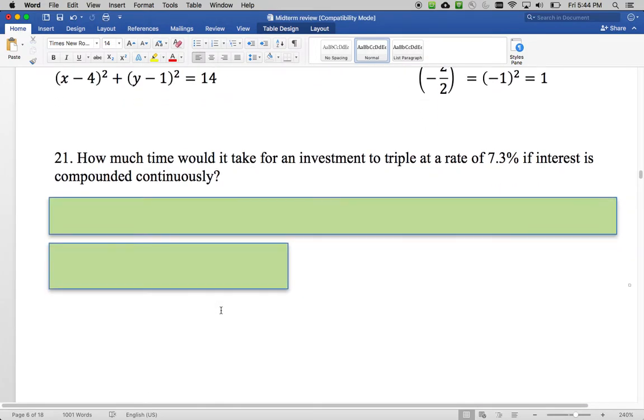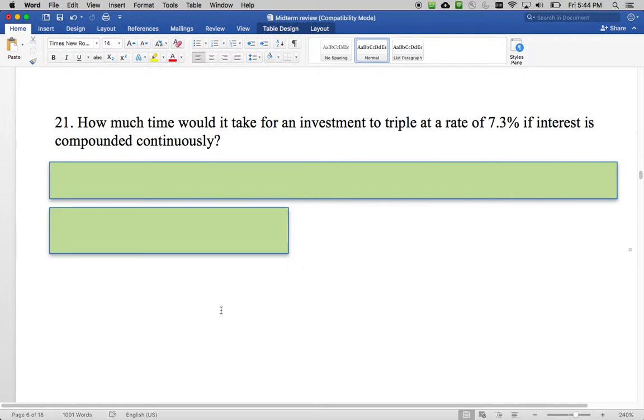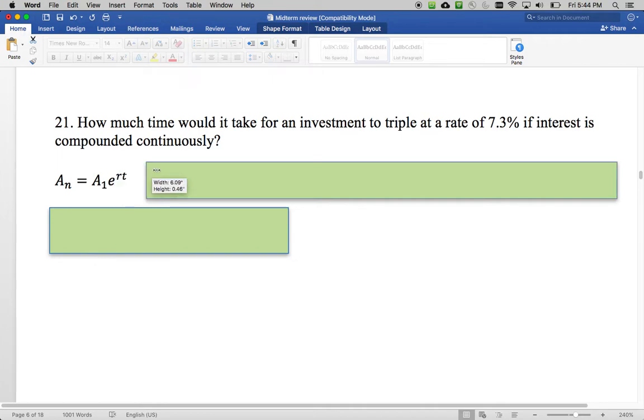How much time would it take for an investment to triple at a rate of 7.3% if interest is compounded continuously? All right. So this was some of our finance stuff. A couple things. The formula to find continuously compounded interest is A sub n equals your first term times e raised to the rate times t, which is time.